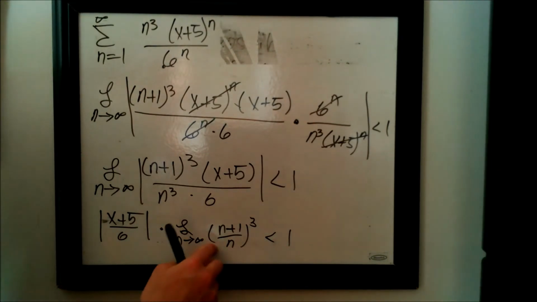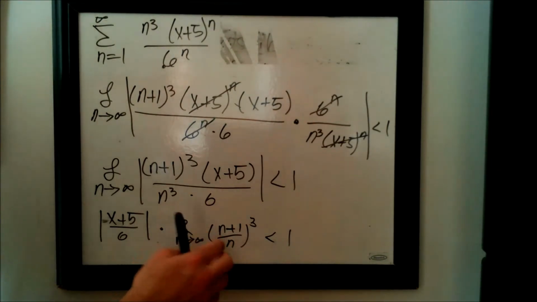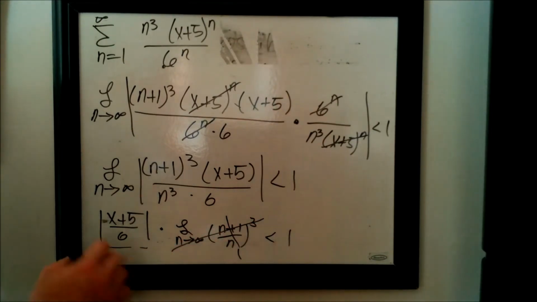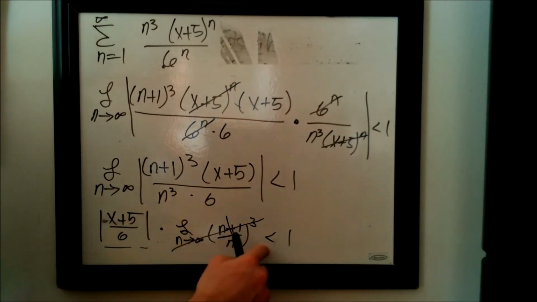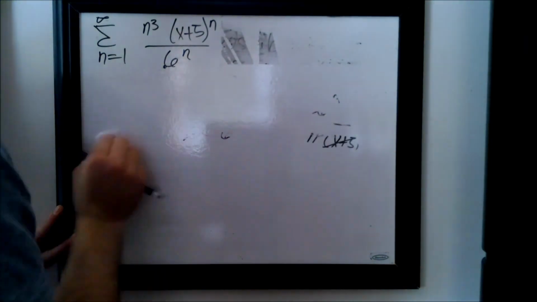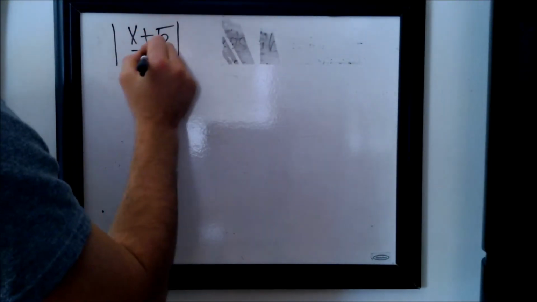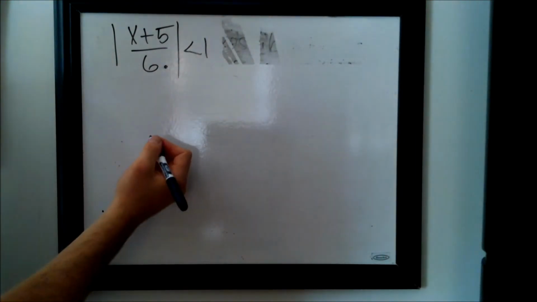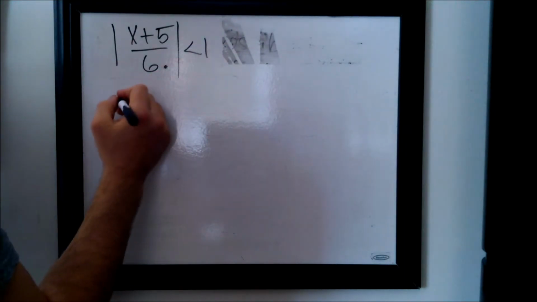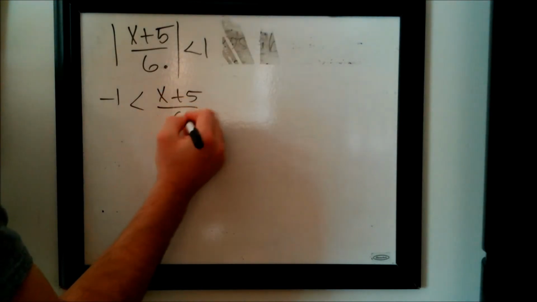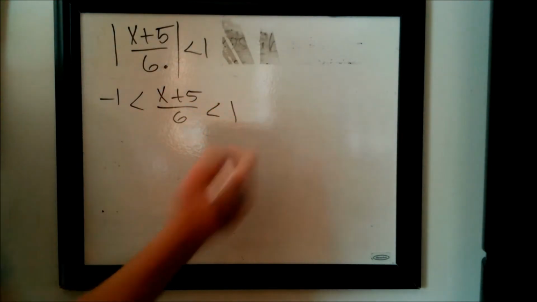Well, as n goes to infinity, since these are both the same power, they will cancel out to 1. So this essentially doesn't matter because it's just going to be this times 1. So we're left with the absolute value of x plus 5 divided by 6 has to be less than 1. So we can say that negative 1 is less than x plus 5 divided by 6, which is less than positive 1.